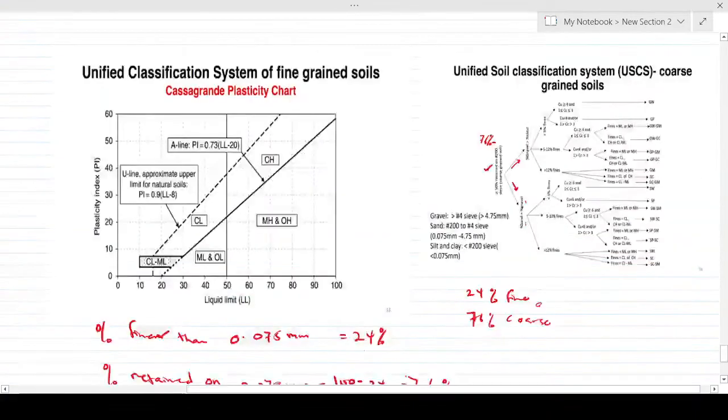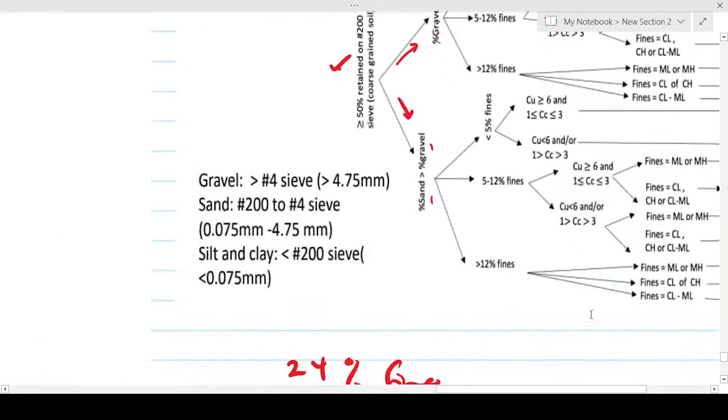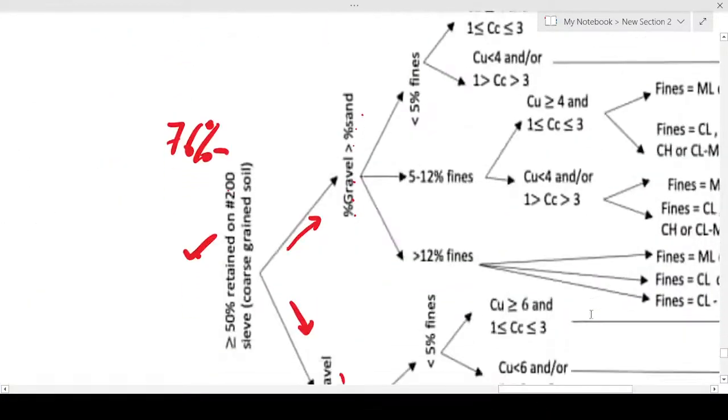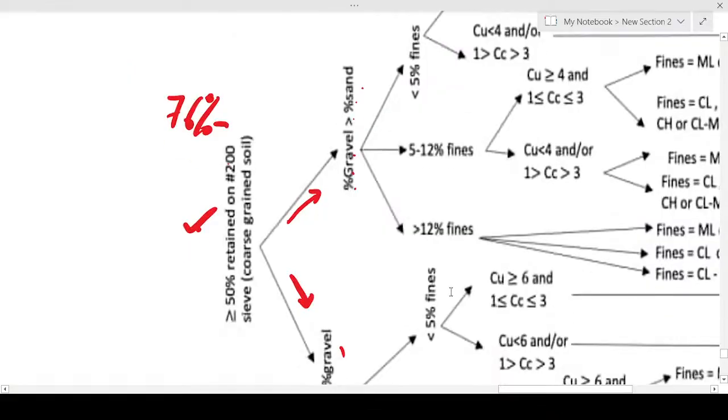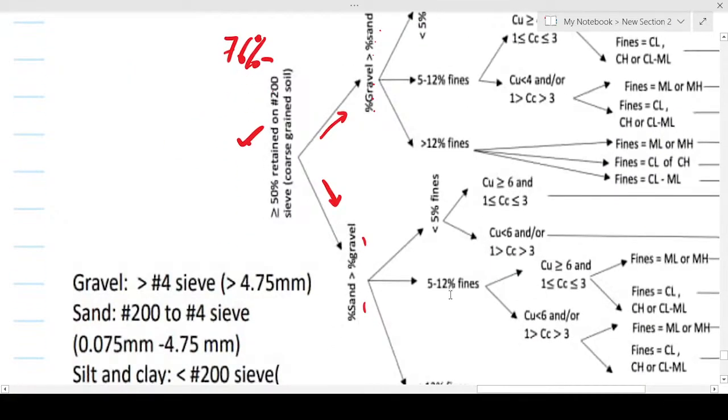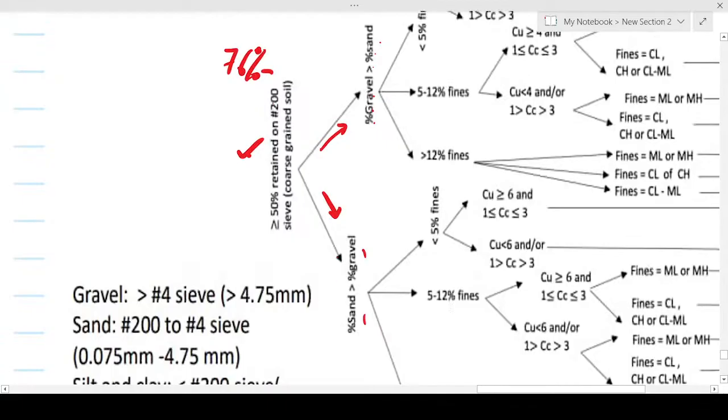So over here, again, we come back to our classification scheme. Which side are we going to use? We have 98% sand, 2% gravel. So meaning that we're going to use this side of the classification scheme, right? So we don't go here. We are going to move down here since sand percent is more than gravel, right?